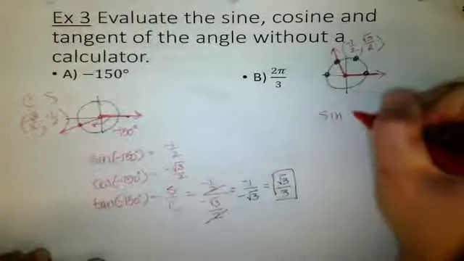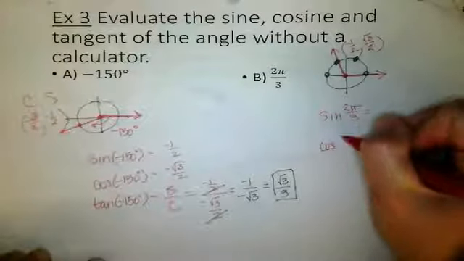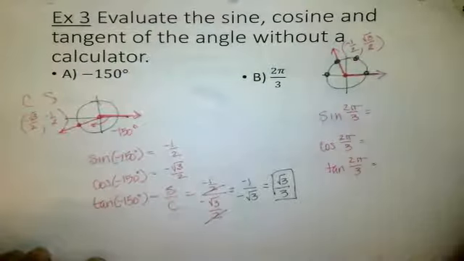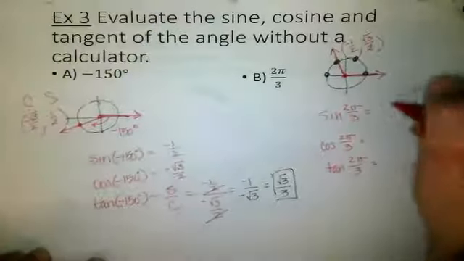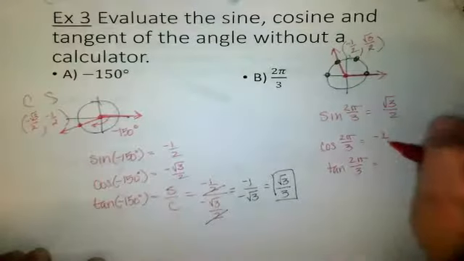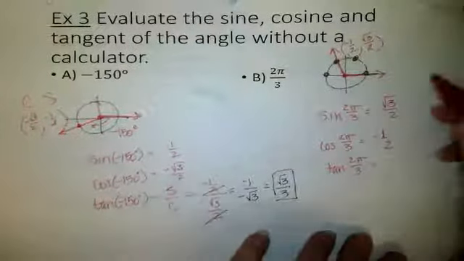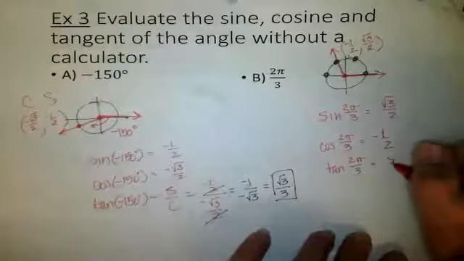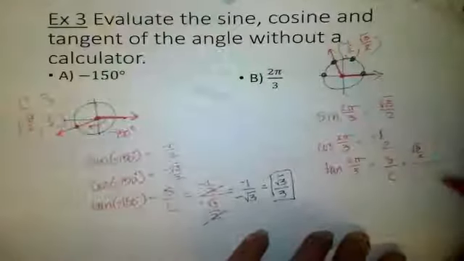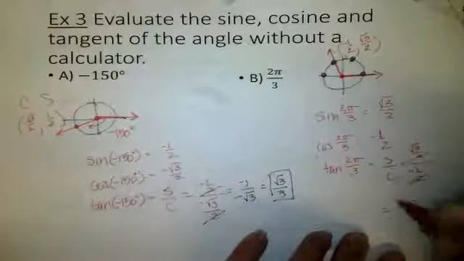So we can do the sine of 2 pi over 3, the cosine of 2 pi over 3, and the tangent of 2 pi over 3. So again, sine is radical 3 over 2. Cosine is negative 1/2. And what's tangent going to be? Sine over cosine, so that's radical 3 over 2 divided by the negative 1/2. So again, the 2's cancel, and we get negative radical 3.